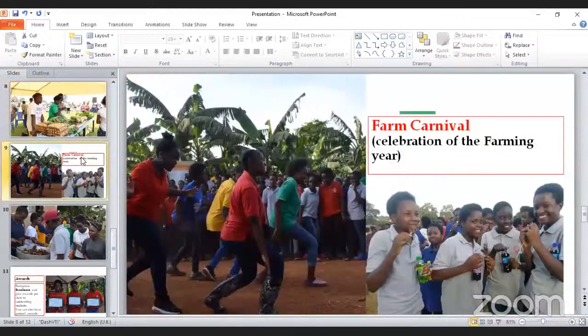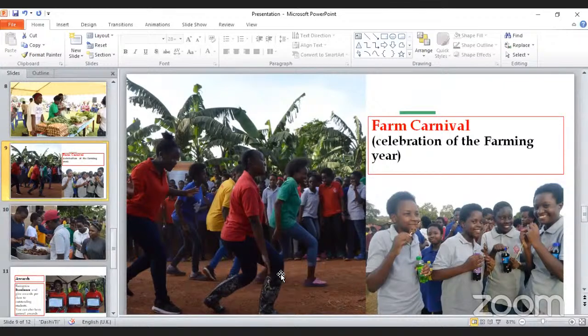And for instance, we have sold, the farming year has ended. We had something called the farm carnival. So this farm carnival was a celebration of the farming year. There's a lot of work that goes into farming. We all know it is tiring. But at the end of the day, we need students to celebrate their energy. So you can see here, the farm carnival is a very simple event.